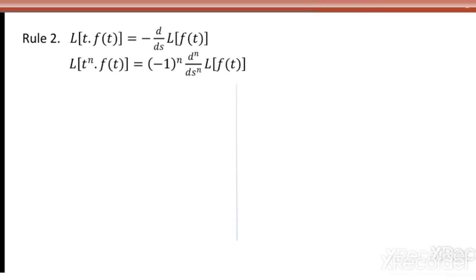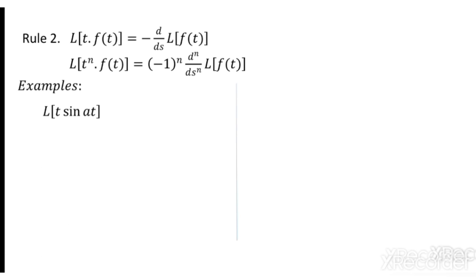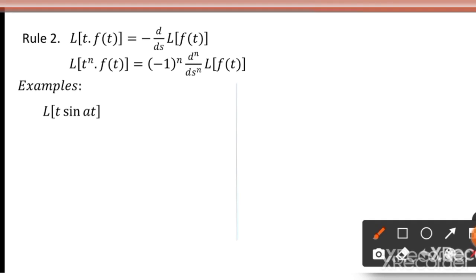If it is t square f of t, then how can we get the Laplace transform? We have to differentiate the Laplace transform of f of t twice, d square by ds square, and multiply with the plus sign because minus 1 square. So let us take one or two problems. So t sin at, I want the Laplace transform of t sin at. The associated function is sin at. So here I want to take the result, the Laplace transform of sin at.